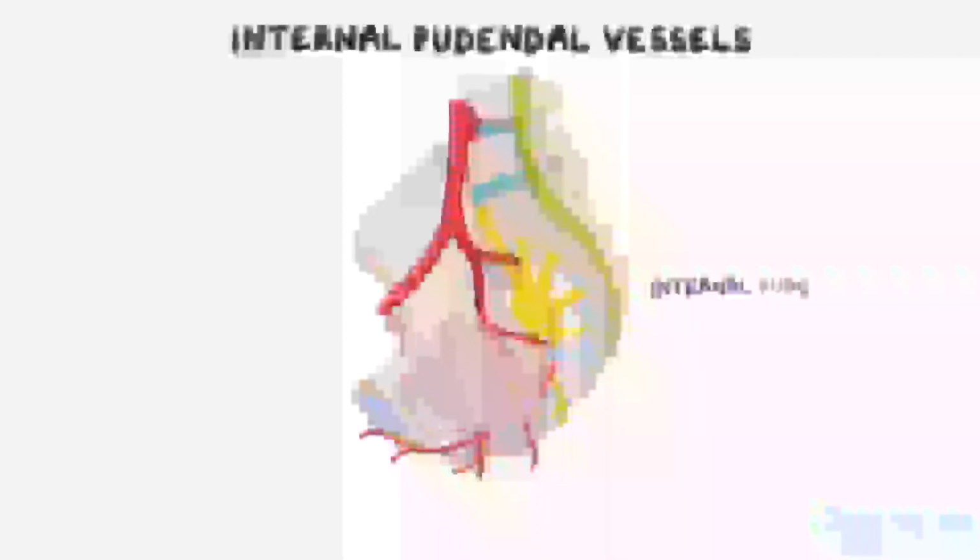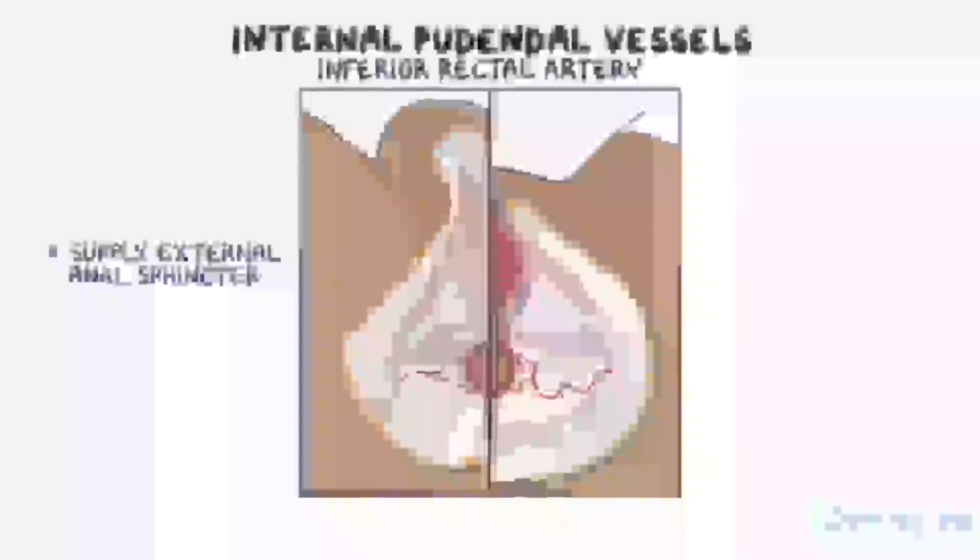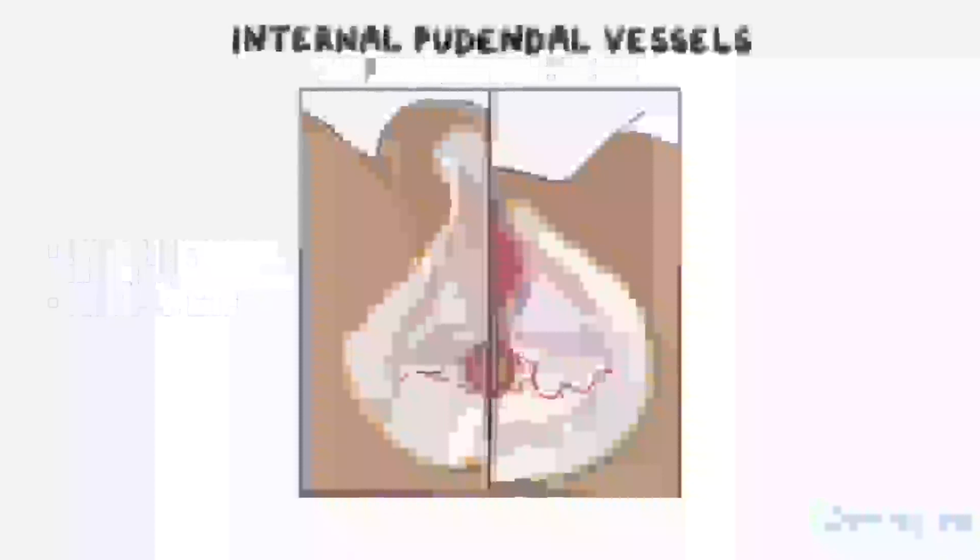We've discussed the vessels that supply the perineum in different pieces, but let's put it all together now. Let's start with the internal pudendal blood vessels, which supply and drain blood to and from many structures in the perineum. In the Alcock canal, the internal pudendal artery gives off the inferior rectal artery. The inferior rectal artery passes medially to supply the external anal sphincter and the skin that surrounds the anus, called the perianal skin.